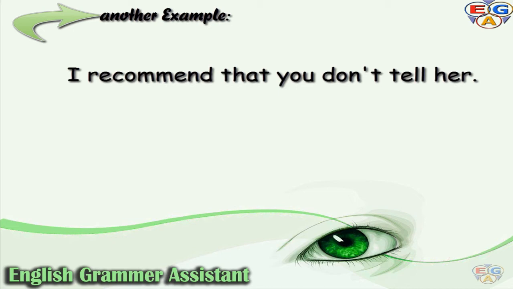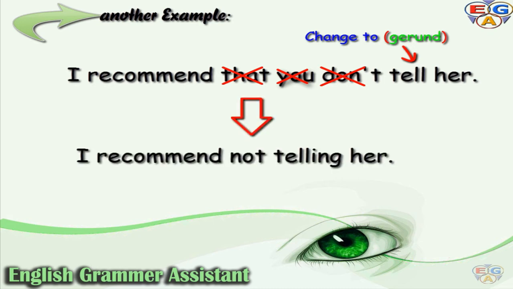Another example. I recommend that you don't tell her. In order to reduce the noun clause in this sentence to gerund, eliminate the connector that, eliminate the subject, you, eliminate the helping verb, do, and change the verb tell to the gerund form. So, the new sentence becomes like this. I recommend not telling her.